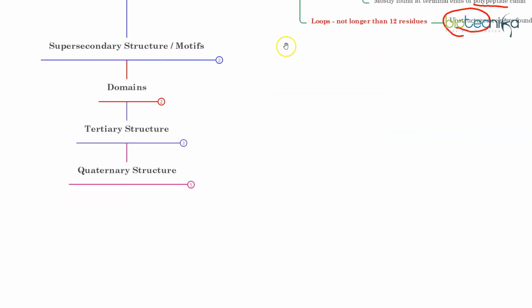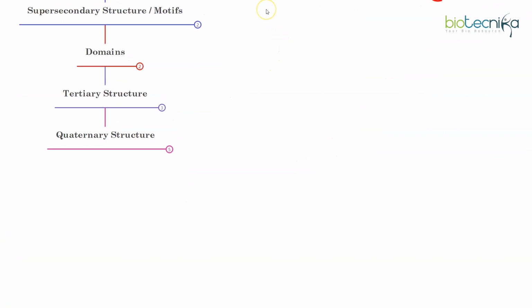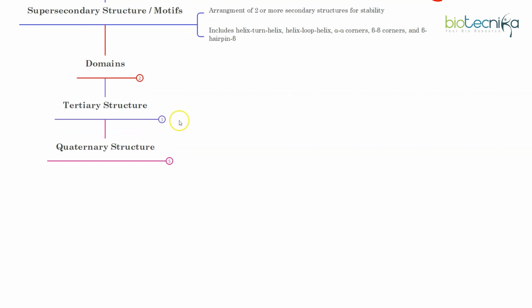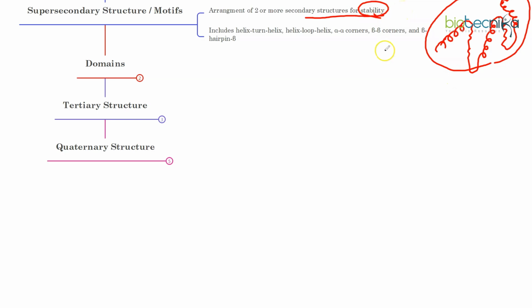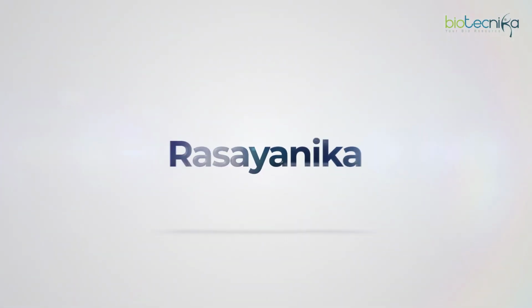Let's move on to the next type of structure, which is called super secondary structure or motifs. As the name itself suggests, they are an arrangement of two or more secondary structures for stability. For example, you can have an alpha helix and then a beta sheet, then again an alpha helix, again a beta sheet. So this forms a regular pattern, and the two or more secondary structures remain together. Why do they remain together? For stability.